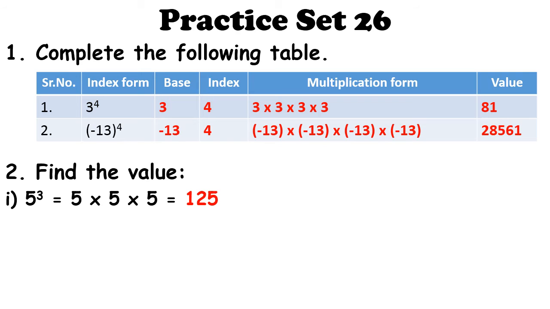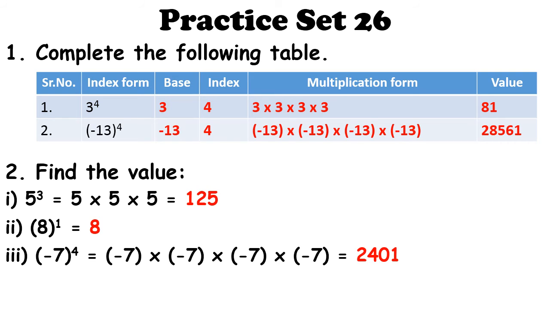Our first question is 5 cube, meaning 5 raised to 3. Its multiplication form will be 5 multiplied by 5 multiplied by 5. So when we multiply 5 three times, its answer is 125. Our second sum, 8 raised to 1. 8 raised to 1 is 8 because we studied earlier that any number with the power 1 is the number itself.